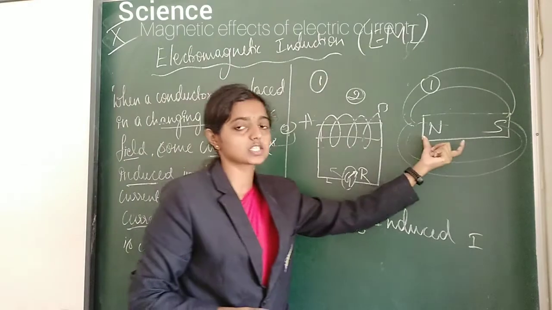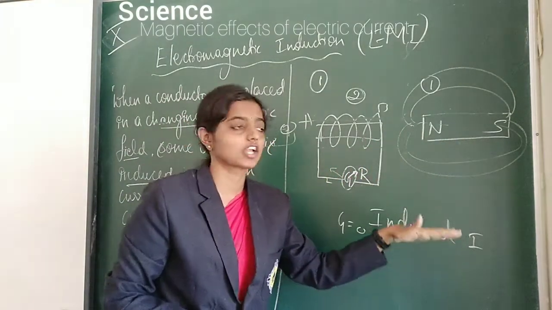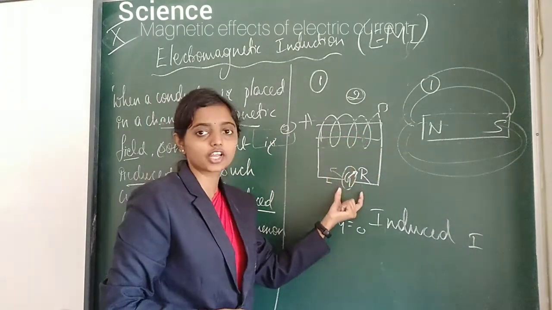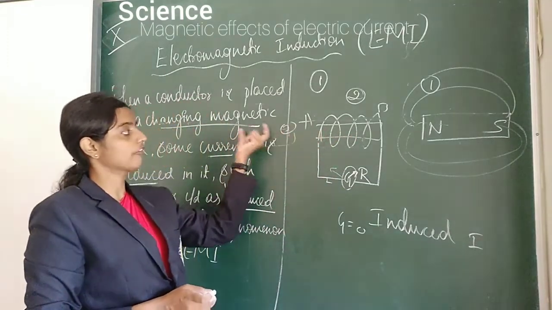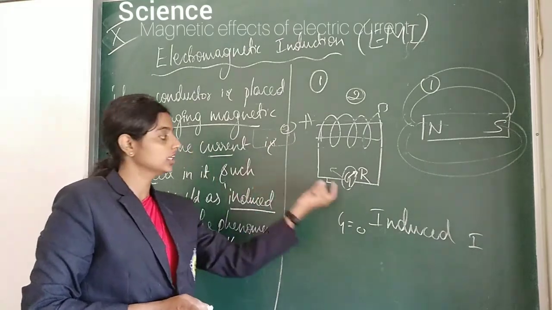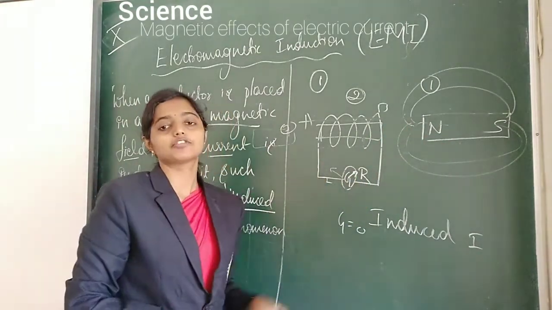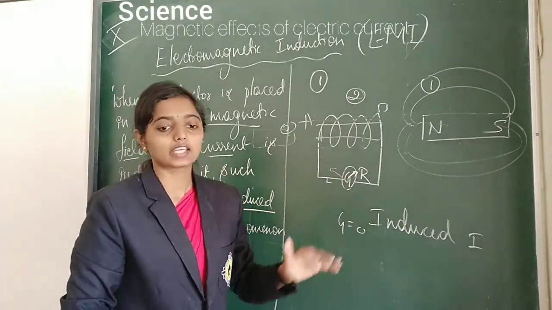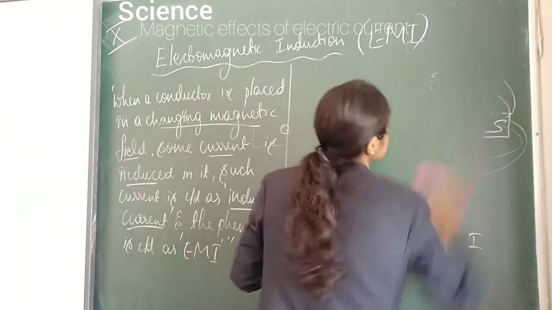So what happens when it is coming towards the coil? The galvanometer shows right side deflection. And what happens when it is inside the coil? No deflection, because both are stationary. And what happens when it is moving away from the coil? Then the opposite direction, that is, left deflection in the galvanometer. So this is all about activity 1. Now let us see what activity 2 is.